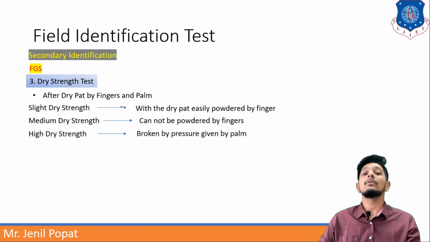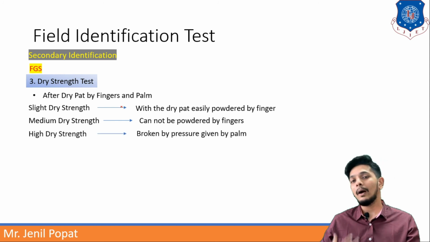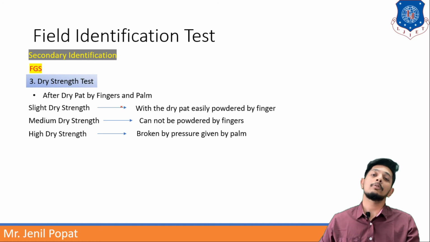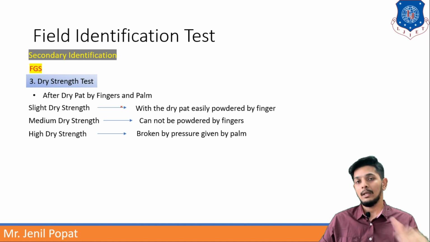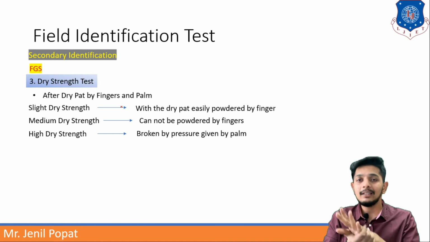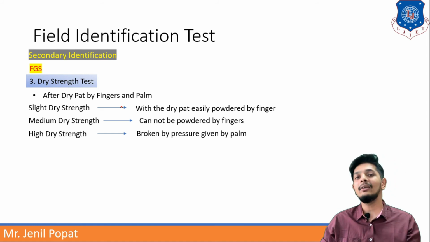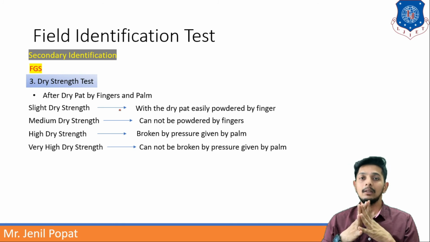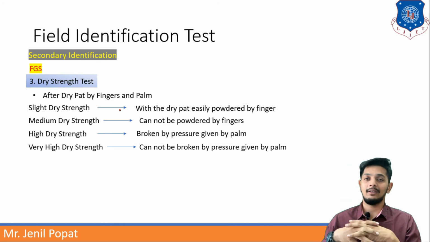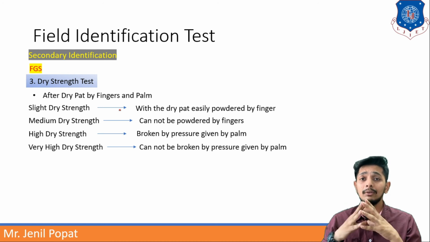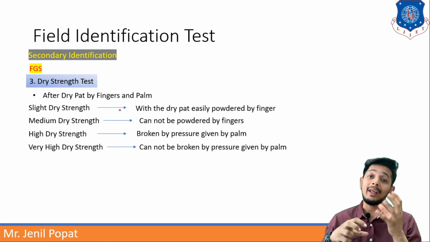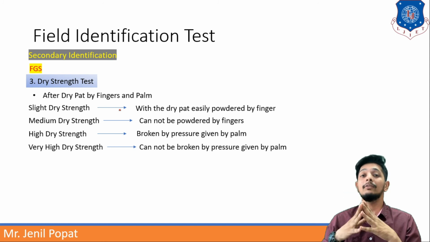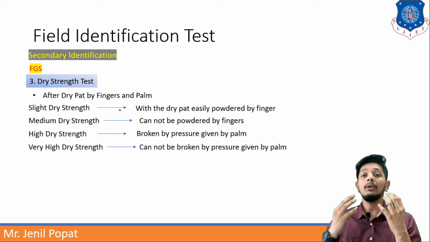Still, if it is not powdered by fingers, but it is broken by pressure with the palm, then it has a high dry strength. And if it is not broken by the pressure of the palm either, then it has a very high dry strength. So this is how you can analyze the strength of the soil on feel only, without any technical measures, by your senses only.